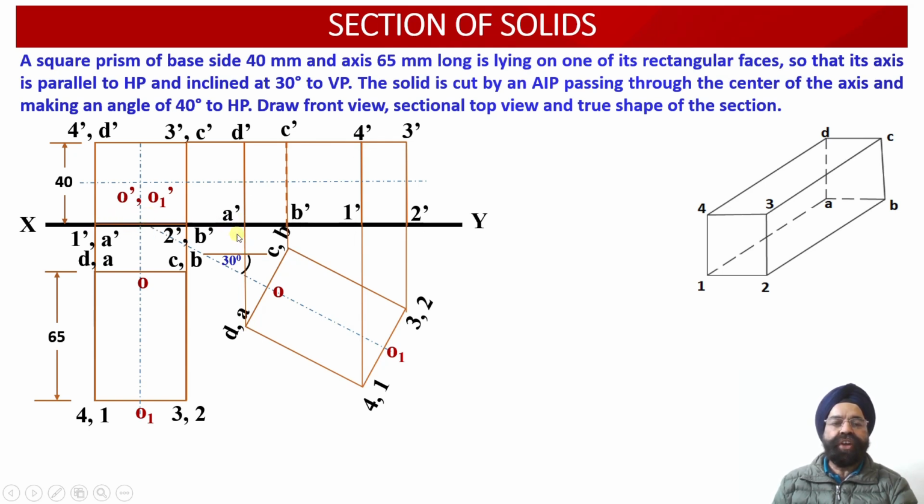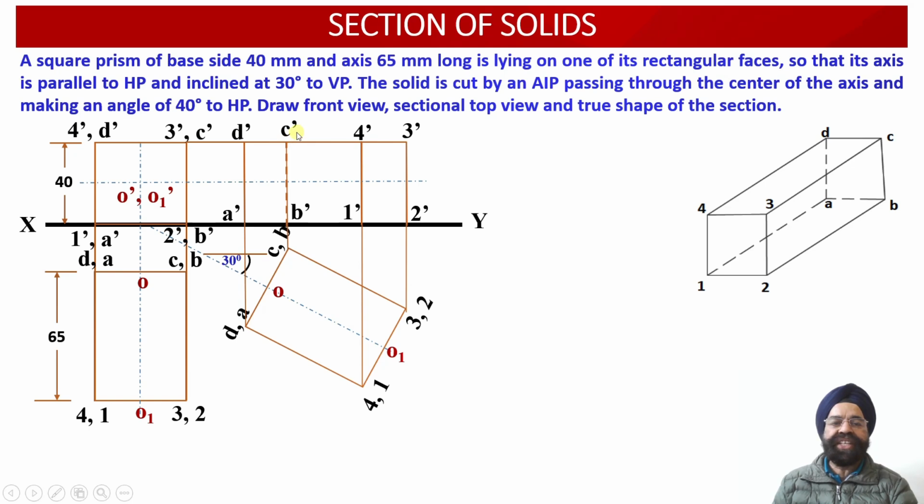So the intersection of these two projectors provides us with the location of the point A dash in the elevation projection view. Similarly, this is point B of the plan projection view. This is point B dash of the previous elevation projection view. The intersection of the vertical projector through B and the horizontal projector through B dash has provided us with the location of the point B dash.